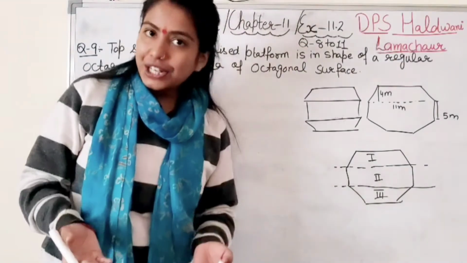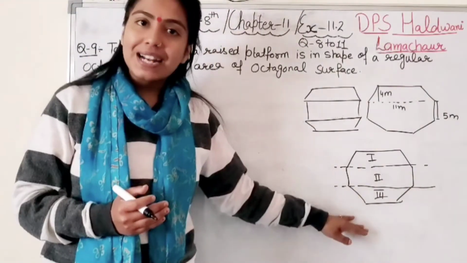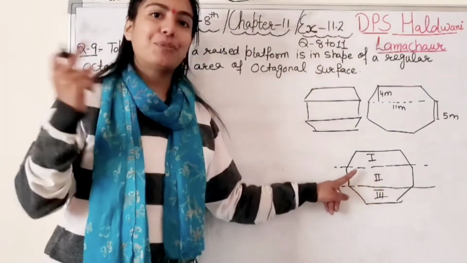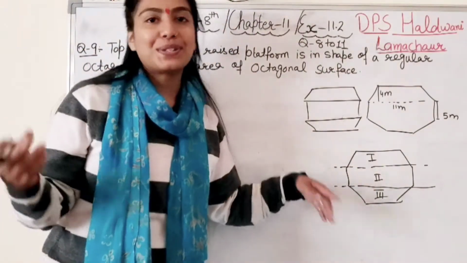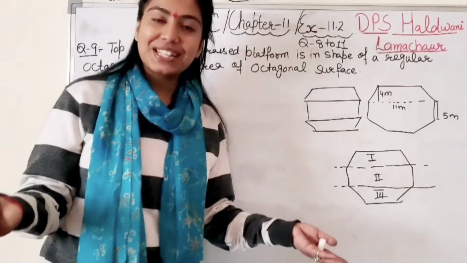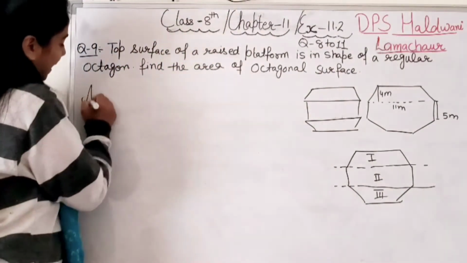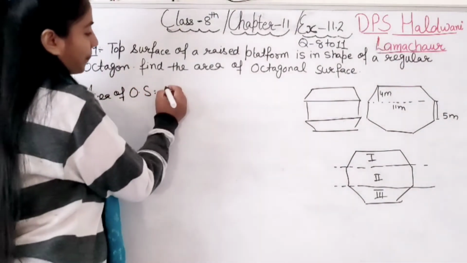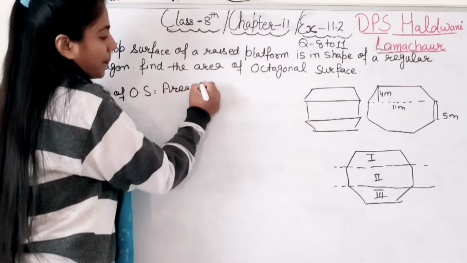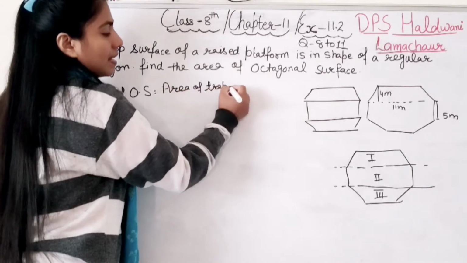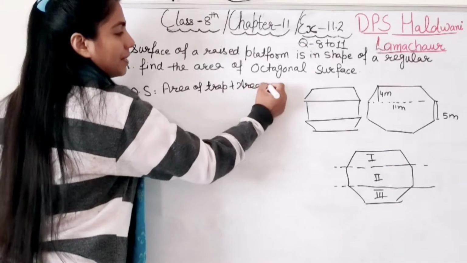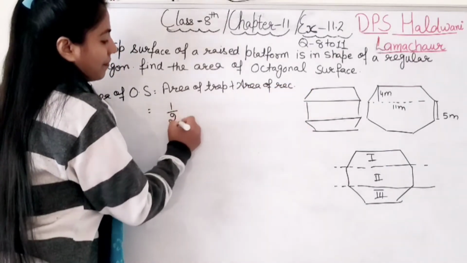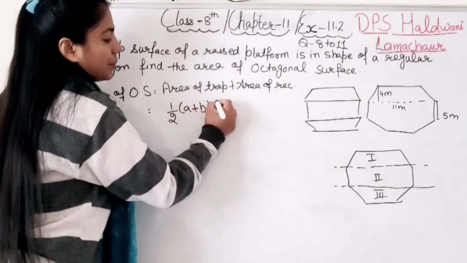Right, students? We can divide the figure into parts, and then we can add all the given areas. The area of a trapezium you know, and the area of a rectangle you know. So it's very simple now. Let's start. Area of octagonal surface is area of trapezium plus area of rectangle. Area of trapezium is half (A plus B) into H.